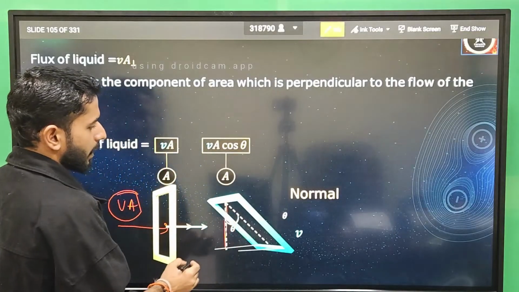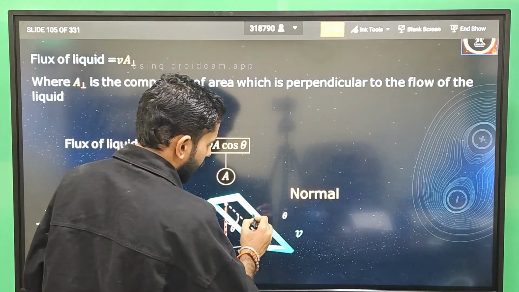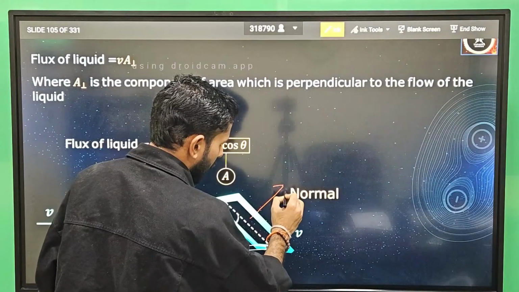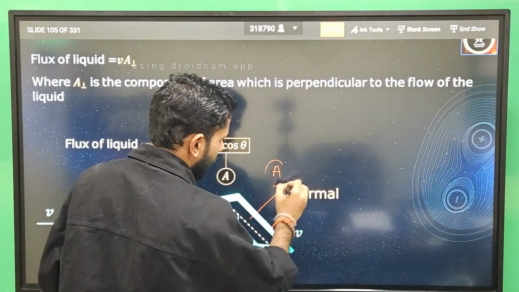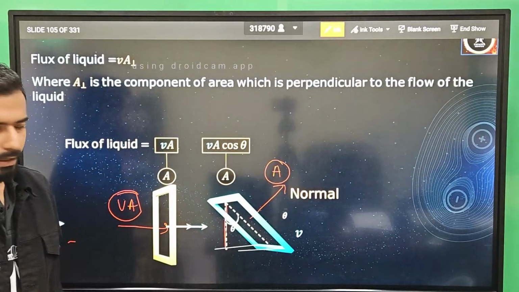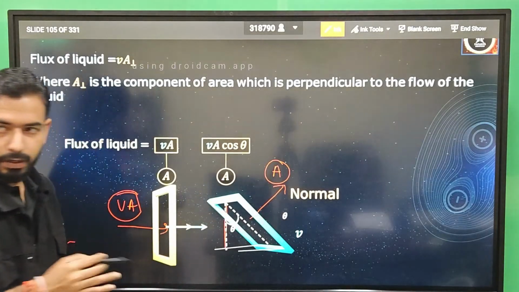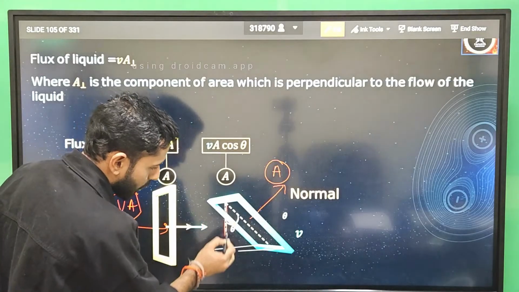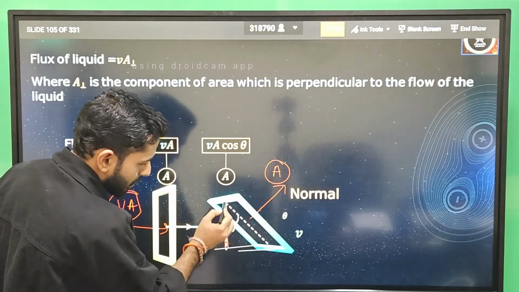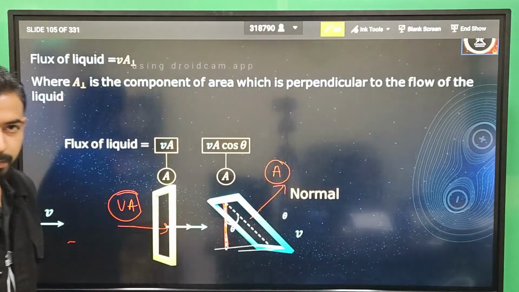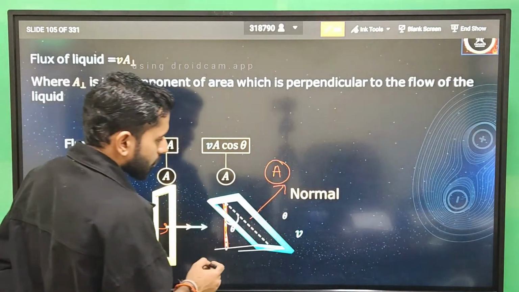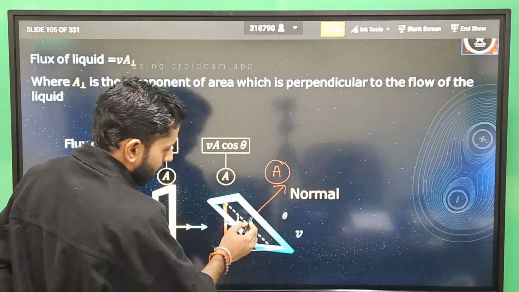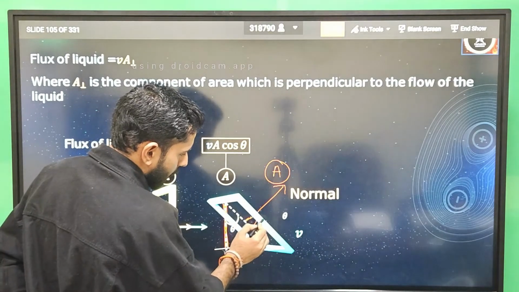I will define a net area. What is this angle? This is my original area vector. But can I say it is not the net area through which things are passing? The net area through which liquid is passing is this area that I have shaded with red pen. Okay. So now, how can I define this angle? It will be theta.